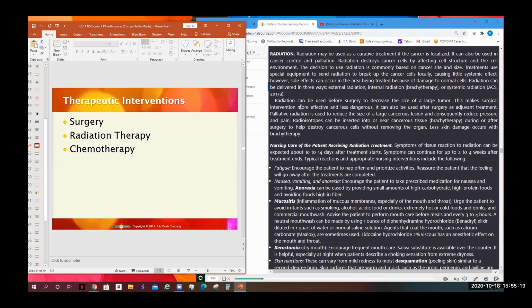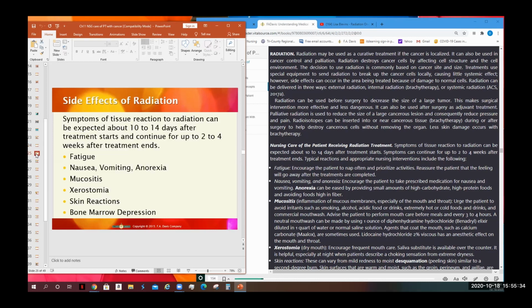Radioisotopes can be inserted into or near cancerous tissue (brachytherapy) during or after surgery to help destroy cancerous cells without removing the organ. Less skin damage occurs with brachytherapy.